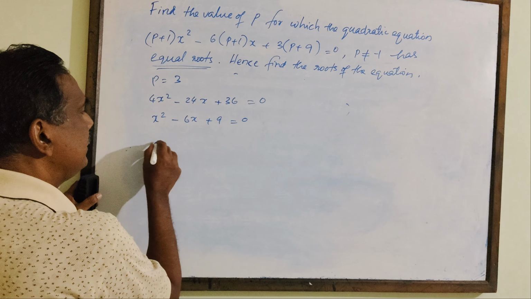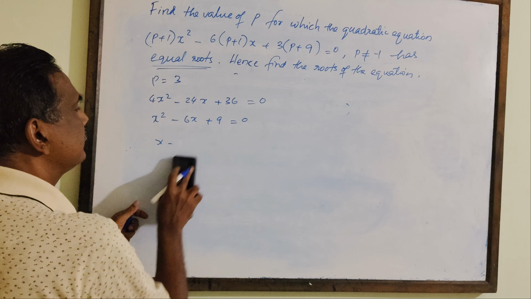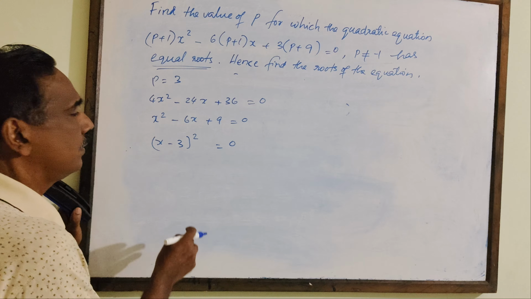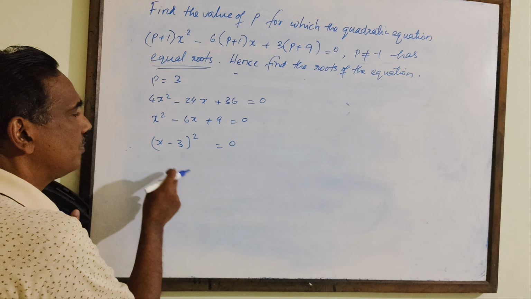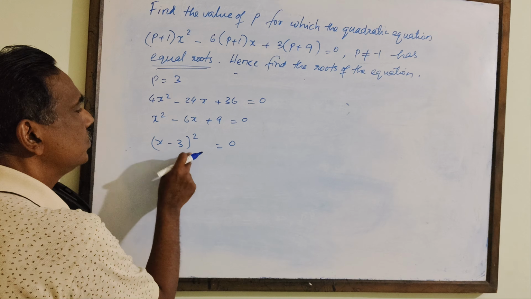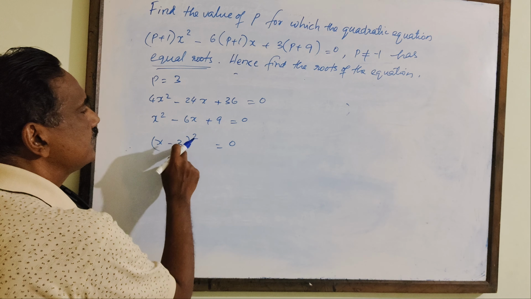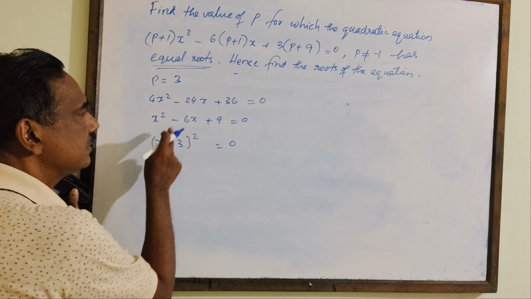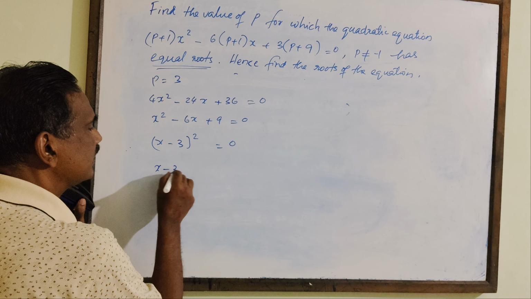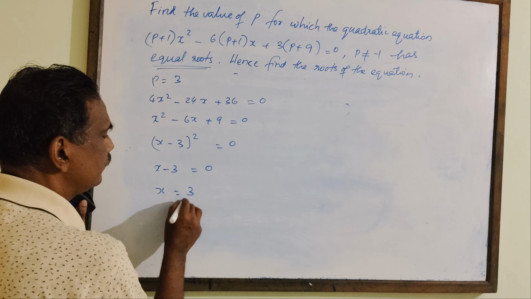This is exactly x minus 3, x minus 3 the whole square equal to 0. Why? You see a minus b whole square formula, x square, a square minus 2 into 3 into x, that is minus 6x plus 3 square 9. So therefore this is nothing but x minus 3 the whole square. Therefore you are getting x minus 3 equal to 0 or x is equal to 3.